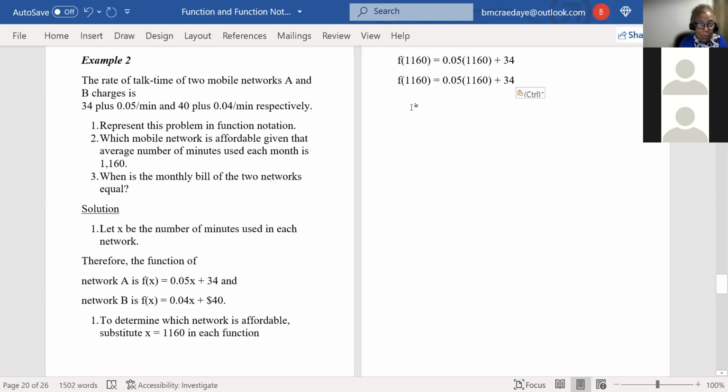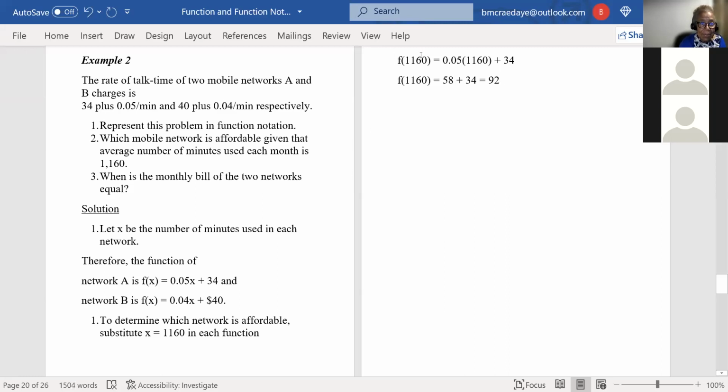1160. Okay, so let's see. When you multiplied the 0.05 times 1160, what did you get? That was 58? Yeah. Okay, 58 plus 32, and you got 92. What do you get for the network B? I'm going to get 84. Sorry, 86.4.